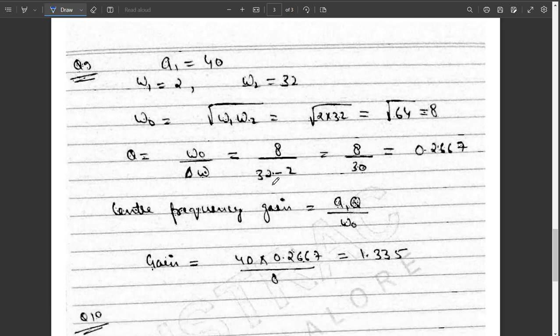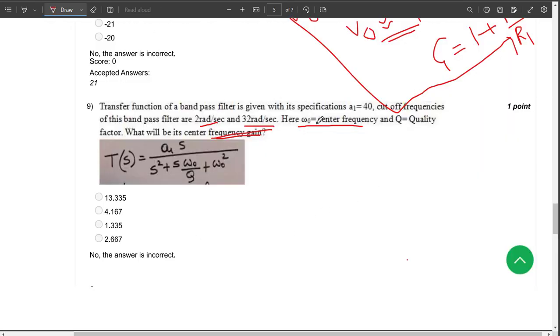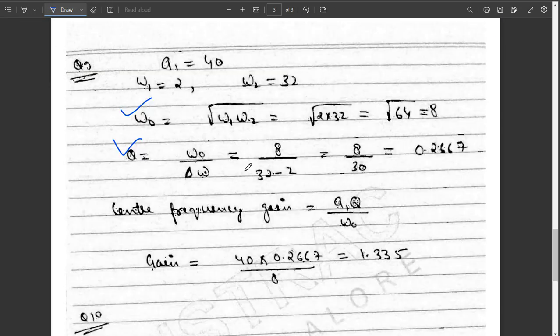So, we have already discussed Q, and we have already discussed omega naught. Omega 1 and omega 2 were given to us. From there, the first thing we had to find was omega naught, the center frequency. Since we have to find the gain at center frequency, that is the square root of omega 1 into omega 2, that is the square root of 2 into 32, the square root of 64, which is 8, right? Any doubt till here?